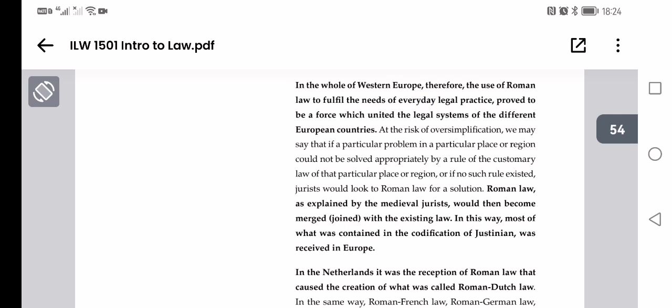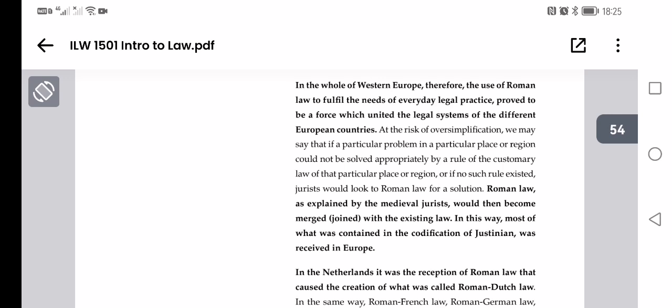In the whole of Western Europe, therefore, the use of Roman law to fulfill the needs of everyday legal practice proved to be the force which united the legal systems of the different European countries. At the risk of oversimplification, we may say that if a particular problem in a particular place or region could not be solved appropriately by a rule of the customary law of that place or region, or if no such rule exists, jurists would look to Roman law for a solution.